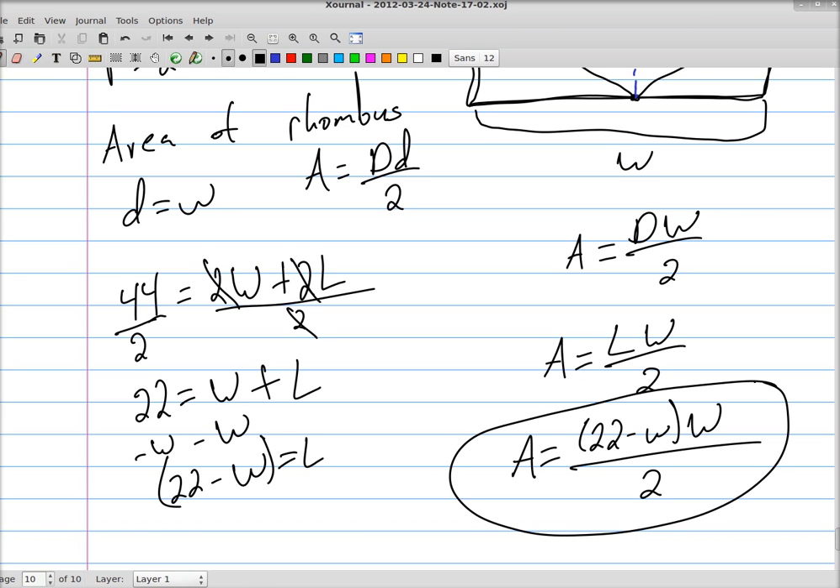Okay, that's one of the trickier problems on the review, and it really requires you to know what the area of a rhombus is. There will be one like that on the test, so be sure and be aware of that fact. The area of a rhombus is the product of the diagonals, the long diagonal times the short diagonal, divided by 2. This right here is our area of the rhombus formula.